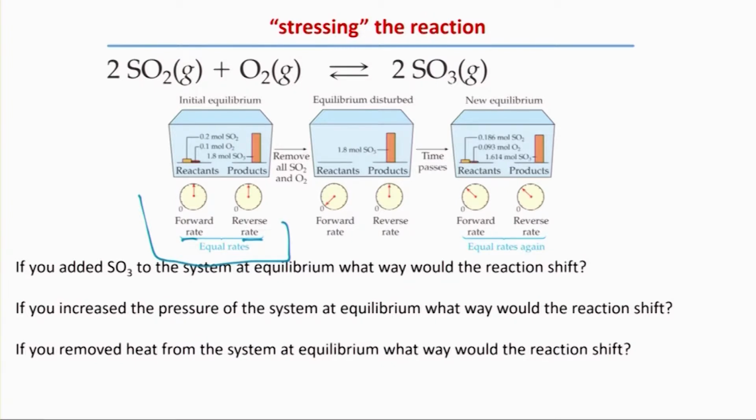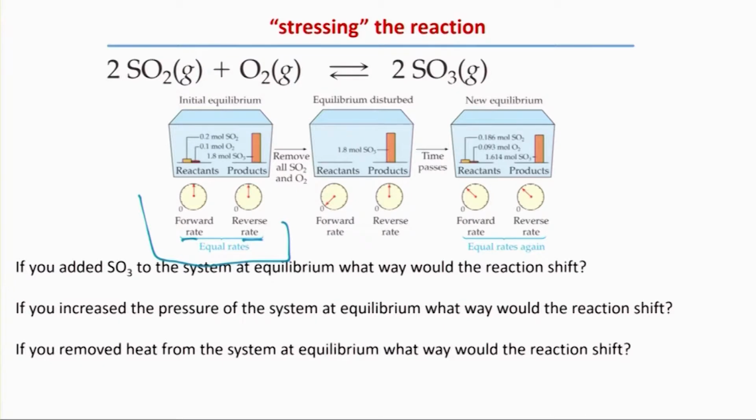Since the products are greater at equilibrium than the reactants, we would say that this reaction lies to the right, and it's very product favored. Okay, that means the equilibrium constant should be large for this reaction. All right, so we're at equilibrium. We're going to do something to the system. We're going to disturb it, stress it out, and then we're going to see what will happen.